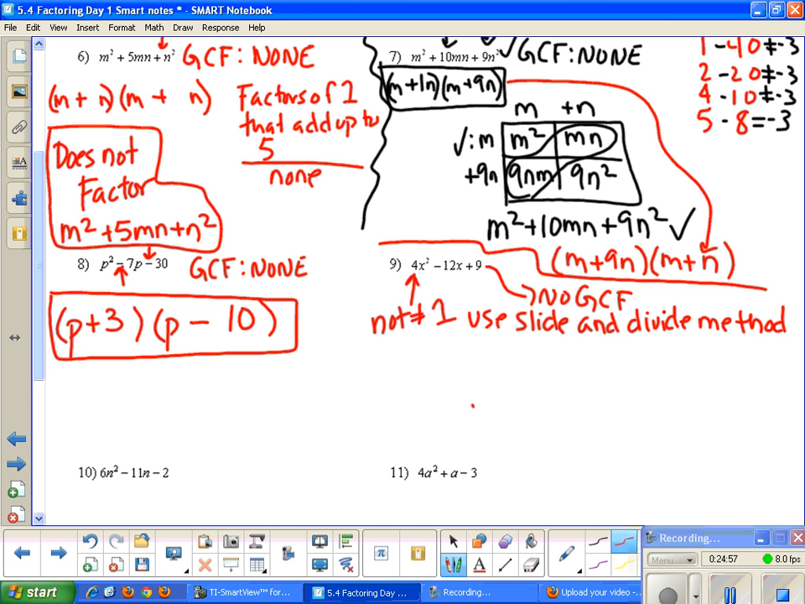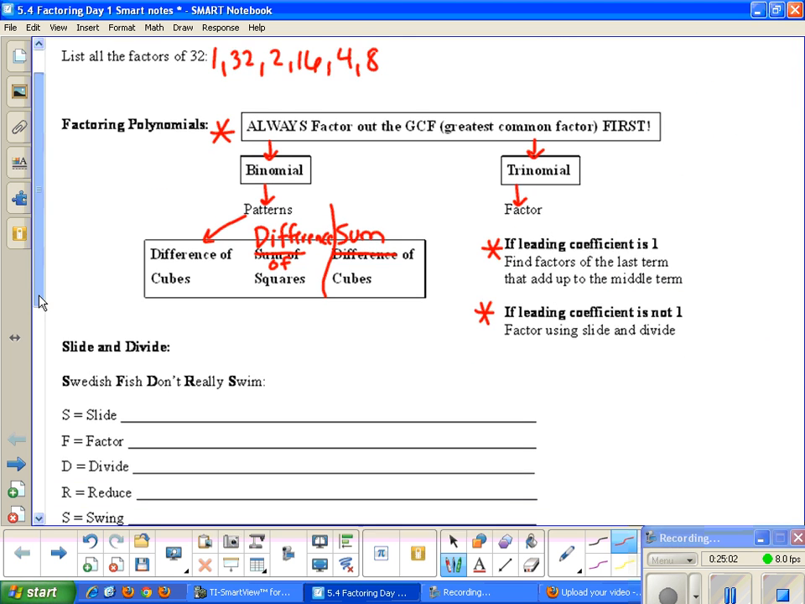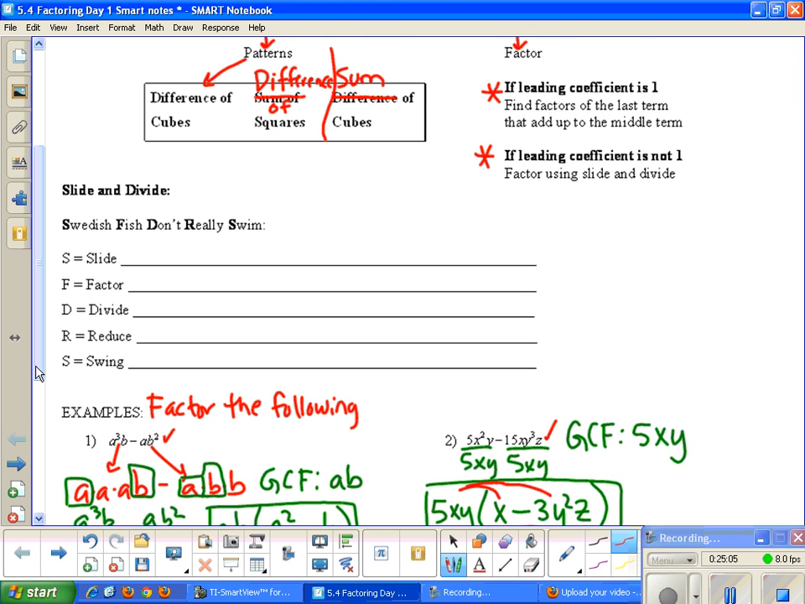And you're saying, what is the slide and divide method? So let's go back to the other side of our paper. If we go back to the other side of our paper, slide and divide. Now, I use this mnemonic device, which is Swedish fish don't really swim. So if you know what those little candies are, those candies are the Swedish fish, and they don't really swim because they're candy, so they're not actual real fish. So we use this mnemonic device and we take the first letter for each word. So S, F, D, R, S. So S stands for slide, F stands for factor, D divide, R reduce, S swing.